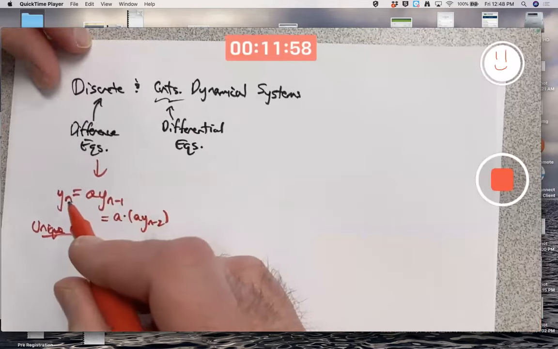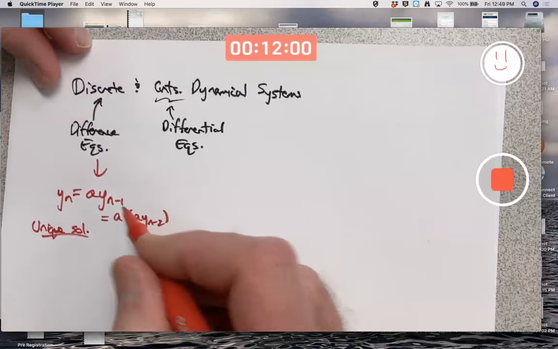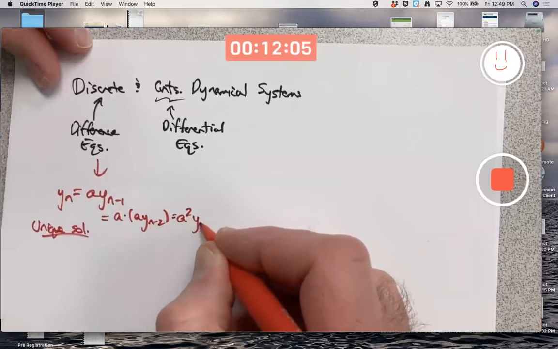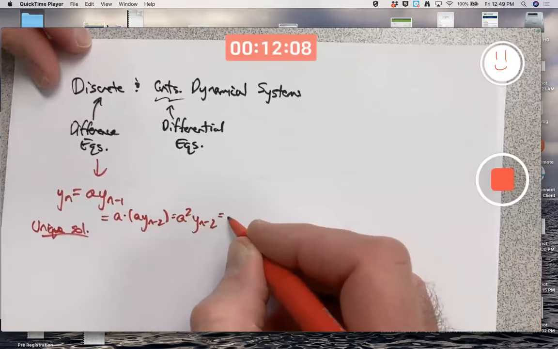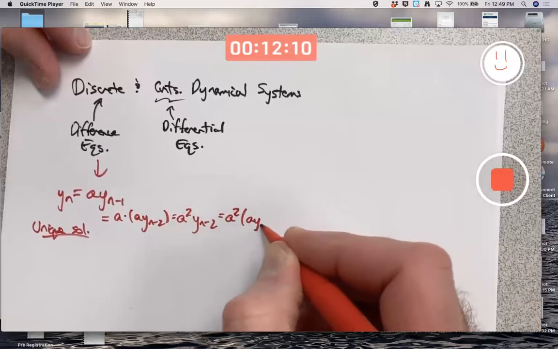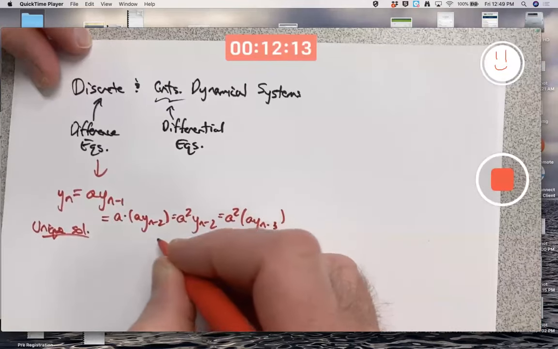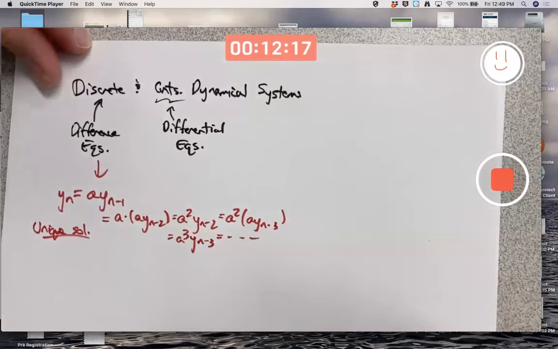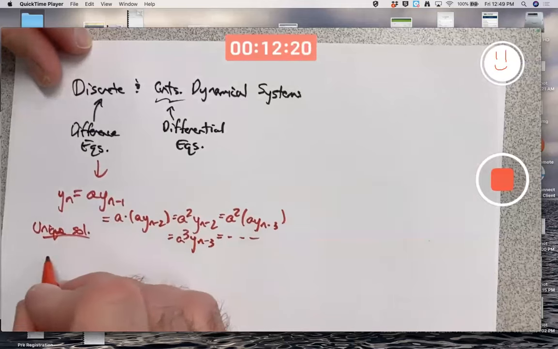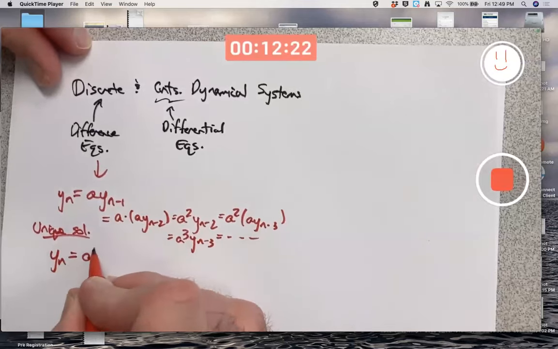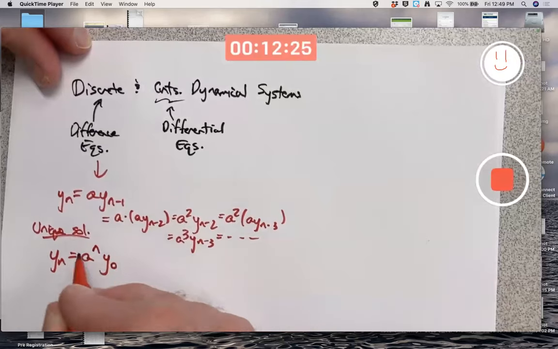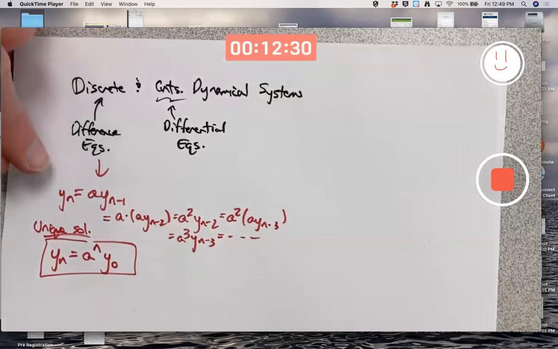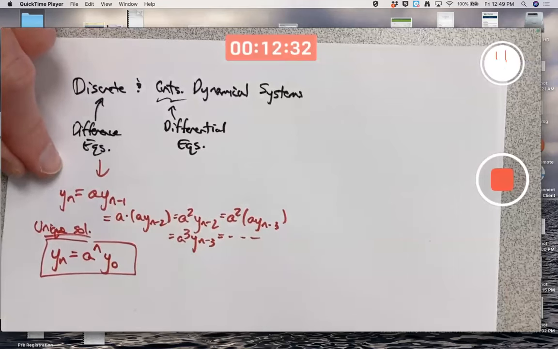If y sub n equals a times y sub n minus 1, then y sub n minus 1 equals a times y sub n minus 2, which is a squared times y sub n minus 2. Iterate again. y sub n minus 2 is a times y sub n minus 3. So you get a cubed times y sub n minus 3, etc., until you get down to, in the end, a to the n times y sub 0. The unique solution of this linear difference equation.